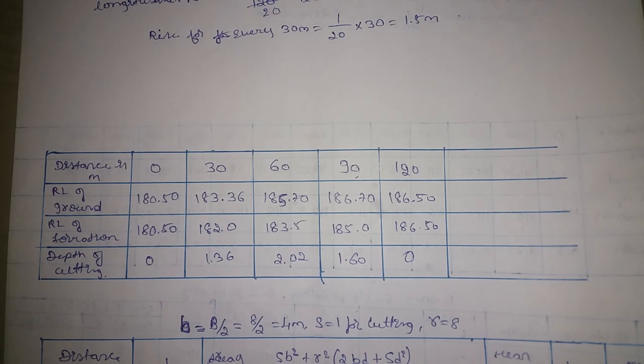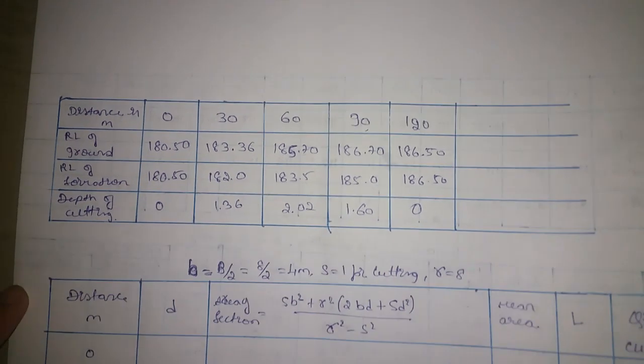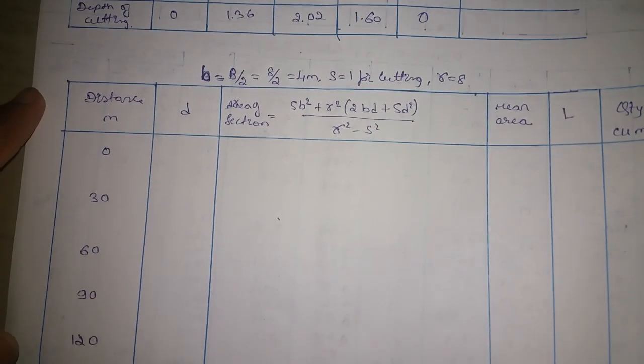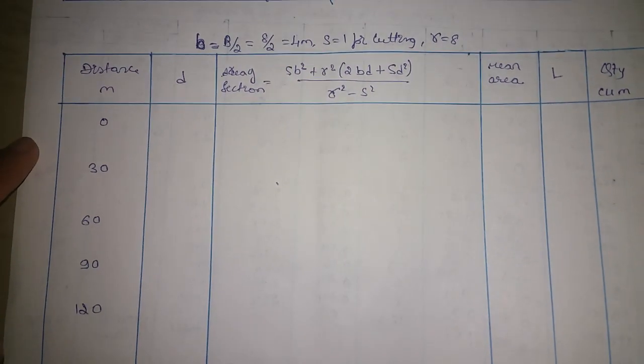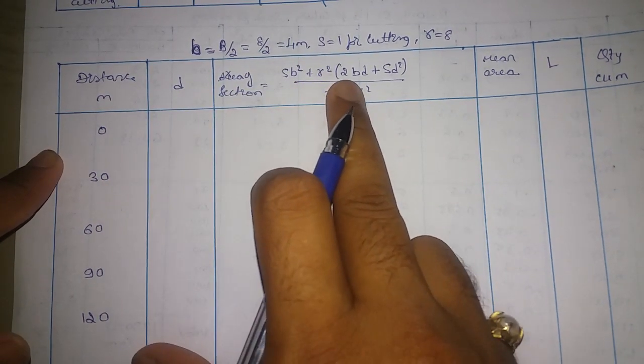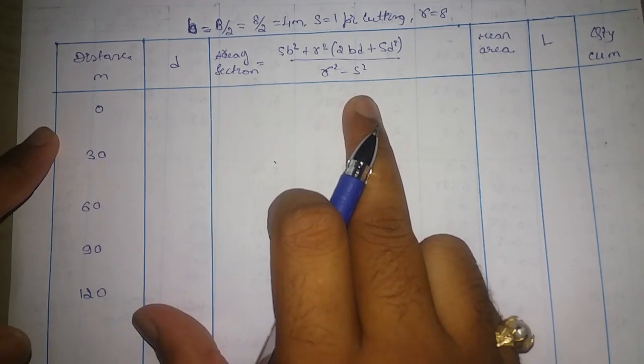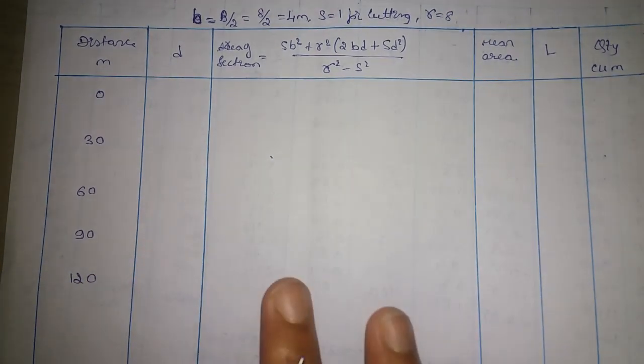So now you got all these values. Yes, you got the depth. Now we need to find out the area of the section. So how will you find out the area of the section? You know that formula, we talked about the formula, right? That is, area of the section is equal to (S D square plus B D) into 2BD plus S D square divided by R square minus S square. We will tabulate in the tabular form, right?